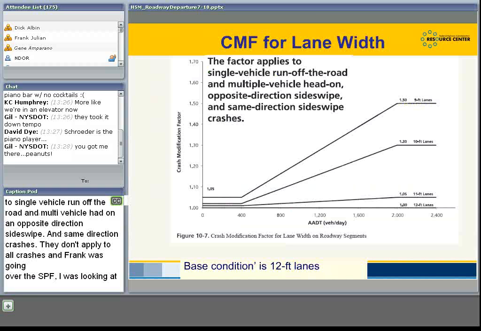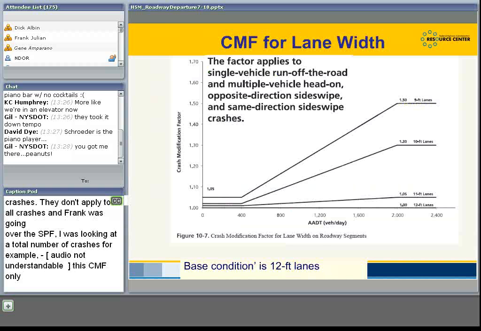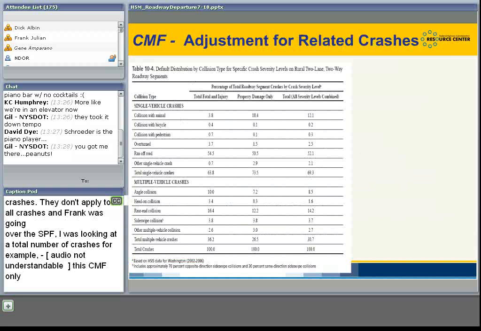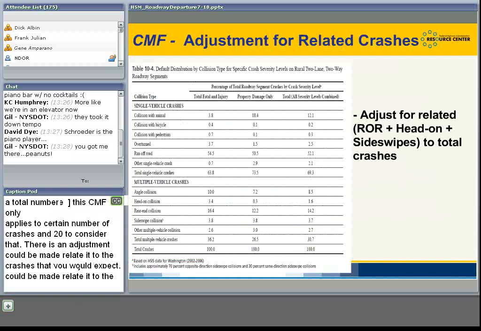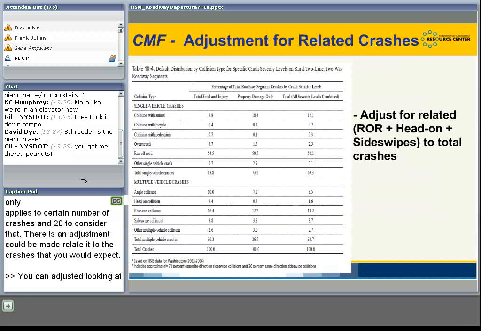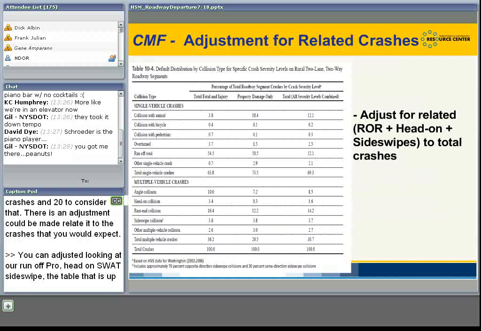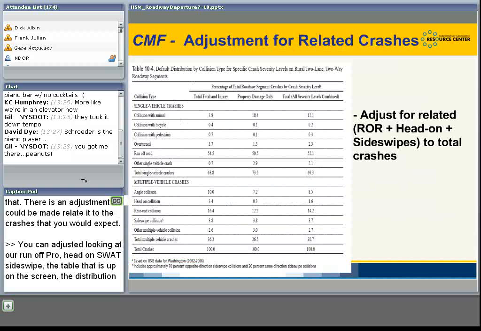When Frank was going over the SPF earlier, that was looking at a total number of crashes for the example that he gave. But since this CMF only applies to a certain number of crashes, we need to consider that. And there is an adjustment that can be made to relate it to the number of crashes that you'd expect. And so you can adjust it looking at the runoff road, the head-on, and the side swipes.